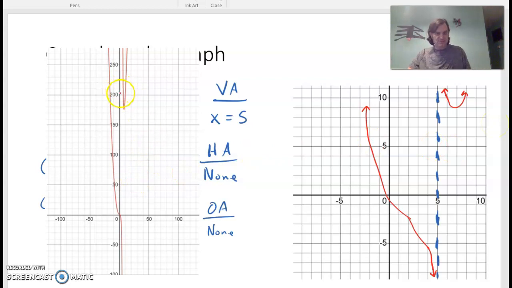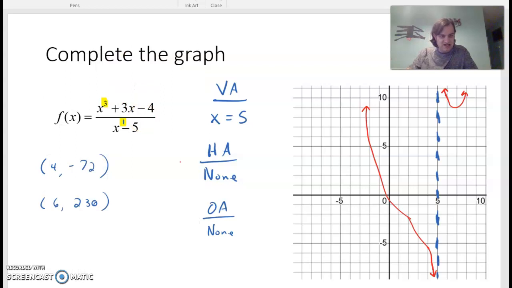As you can see, it went way up here to turn around, and it's very extreme. But you can obviously see from the graph and the characteristics we got, we're not showing those horizontal or oblique asymptotes there. Okay, so let's get rid of this guy and move on to the next.